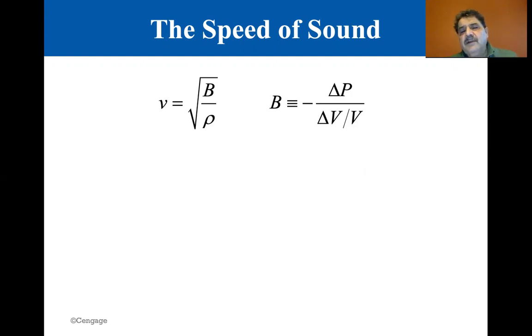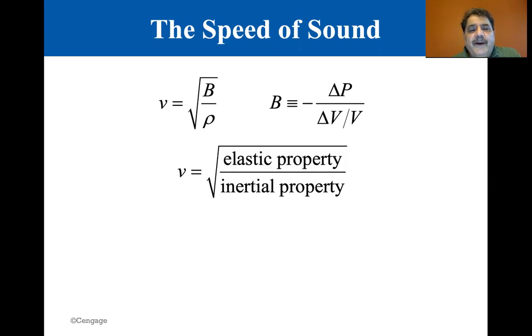So the bulk modulus is minus delta P over delta V over V naught, the original V. V is always positive. So you have a negative times a negative, and you end up with a positive. So it's the bulk modulus over the density of the fluid. And that's always true.